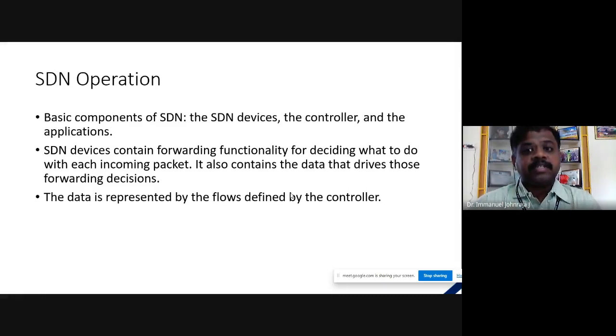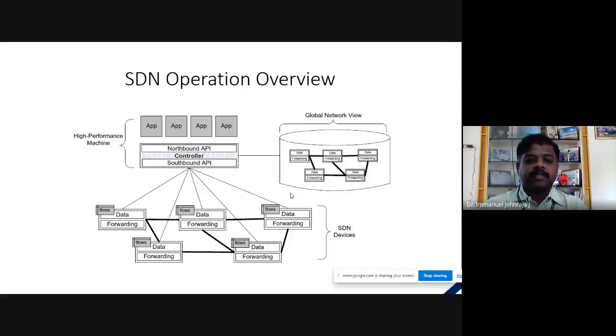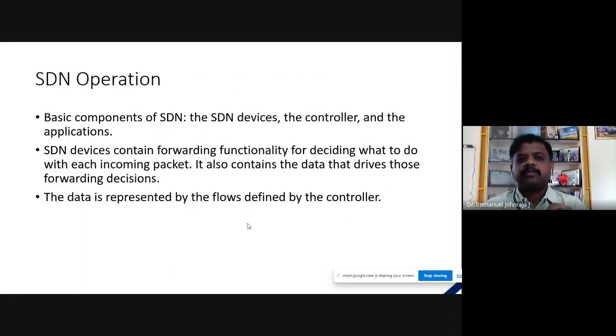SDN devices contain forwarding functionality for deciding what to do with each incoming packet. They also contain the data that drives those forwarding decisions. As I have mentioned in the previous slide, the data is represented by the flows defined by the controller. Flow is another keyword which we need to note. Every one of these SDN devices has something called flows. Please remember, this flow is something you can correlate with MPLS. What is MPLS? Multi-protocol label switching, where we have spoken about these flows in traffic engineering. So something similar to that.